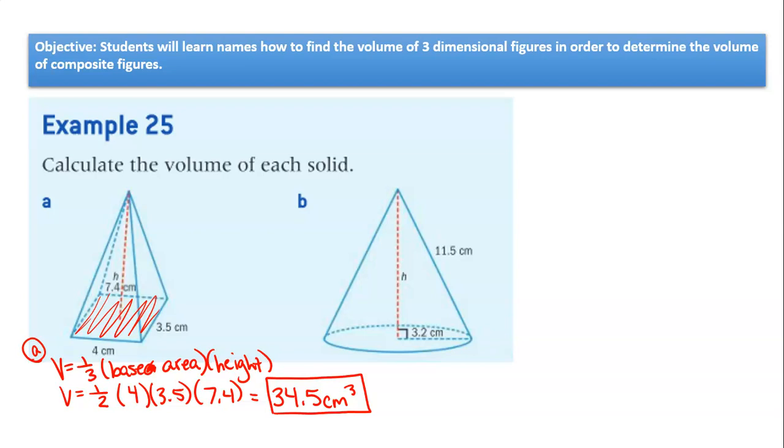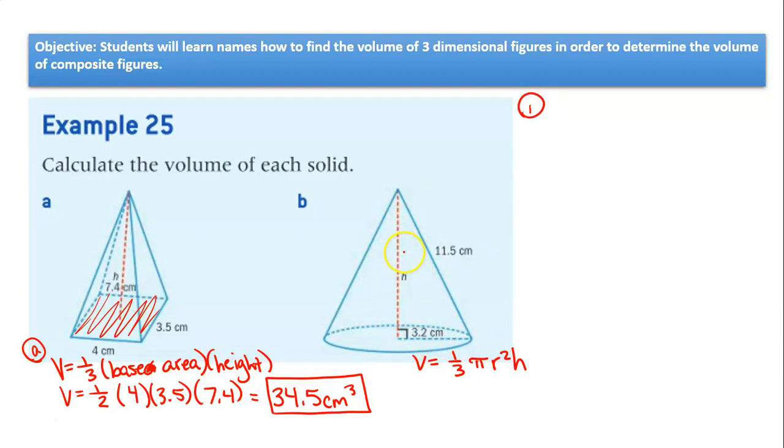For part B, we're trying to find the volume of a cone, so 1/3 pi r squared h. Now we do know the radius, but we don't know the height. So we need to find the height first. Let's consider that step 1: find the height of this cone.